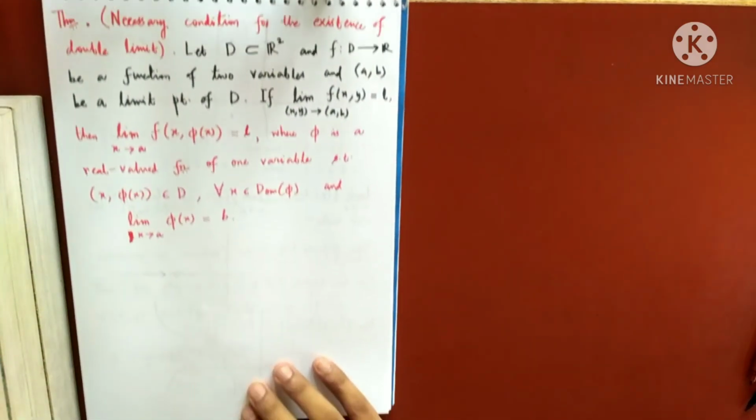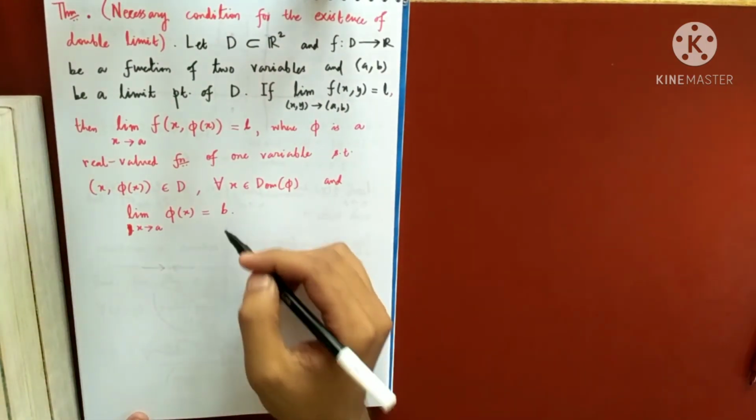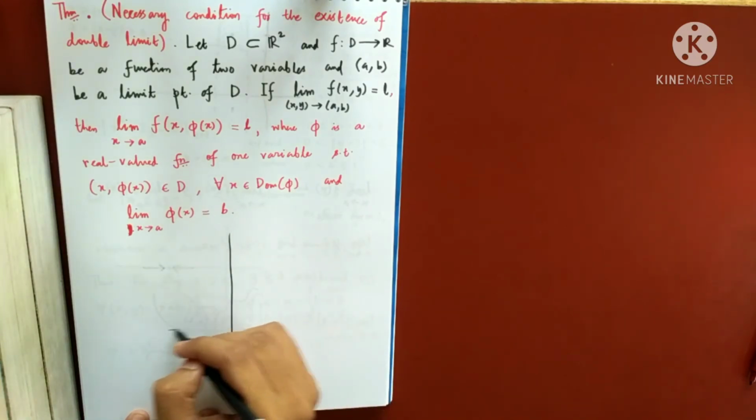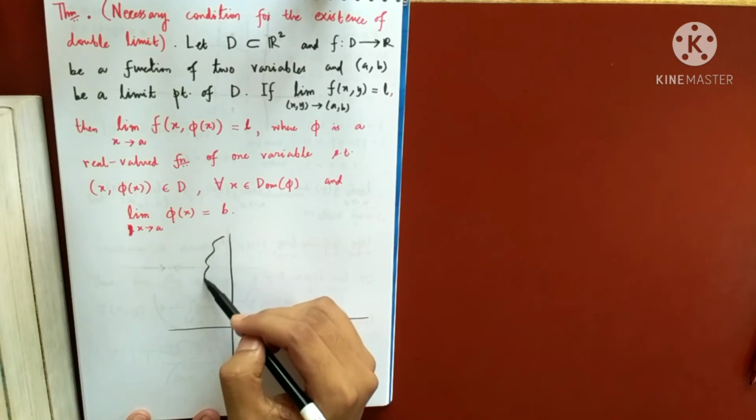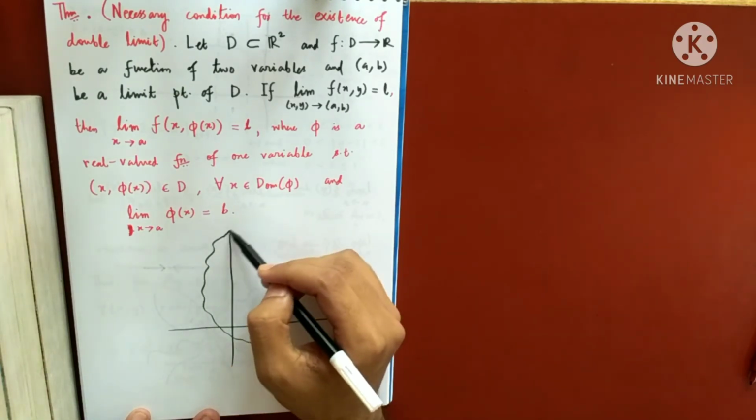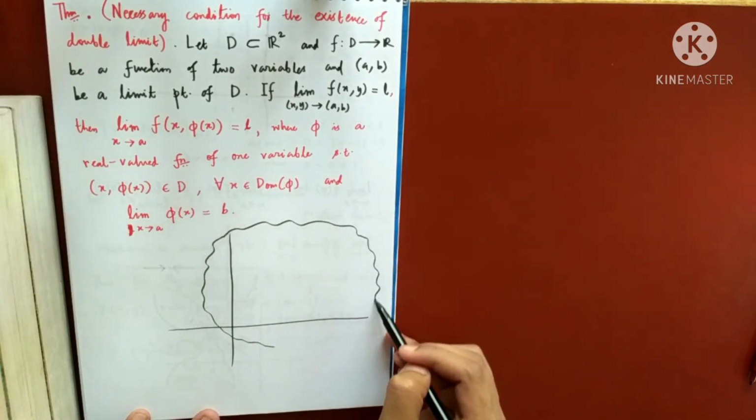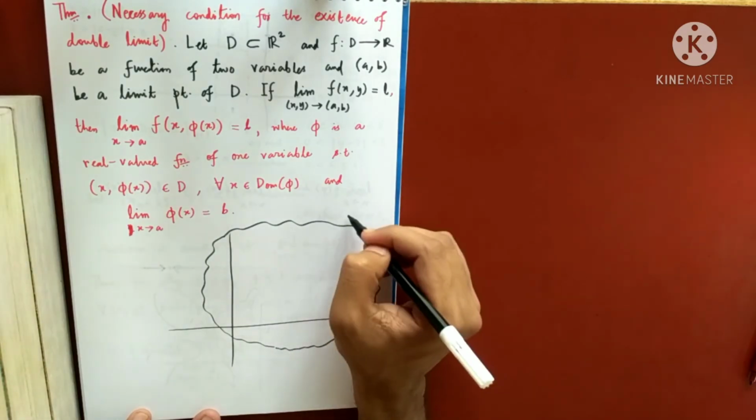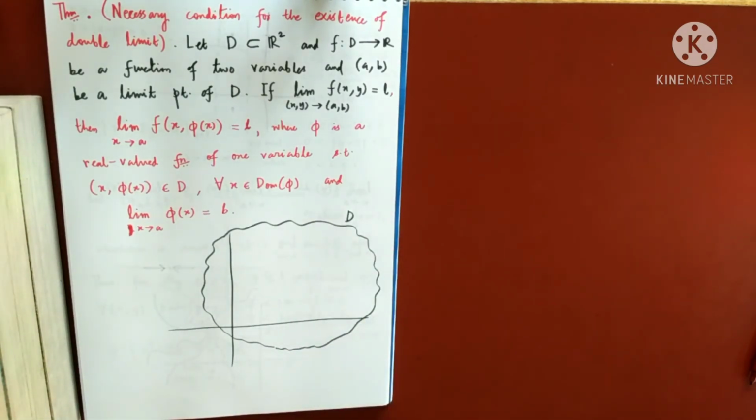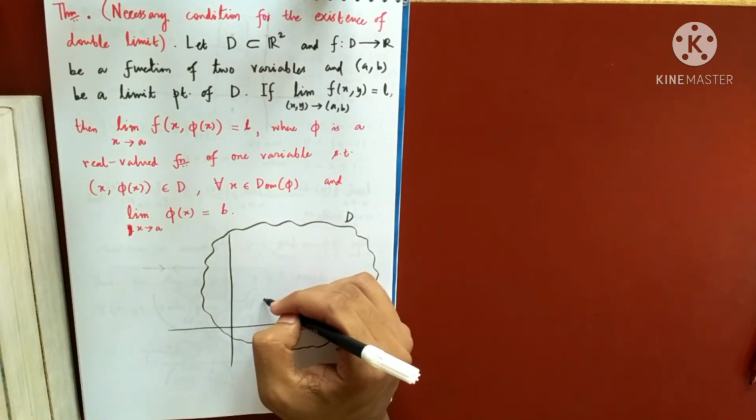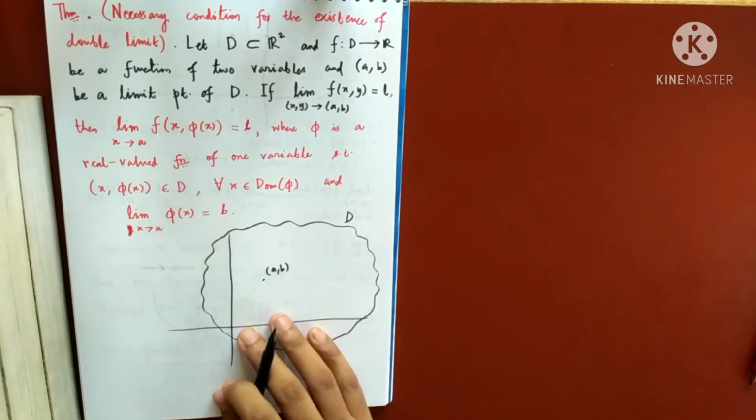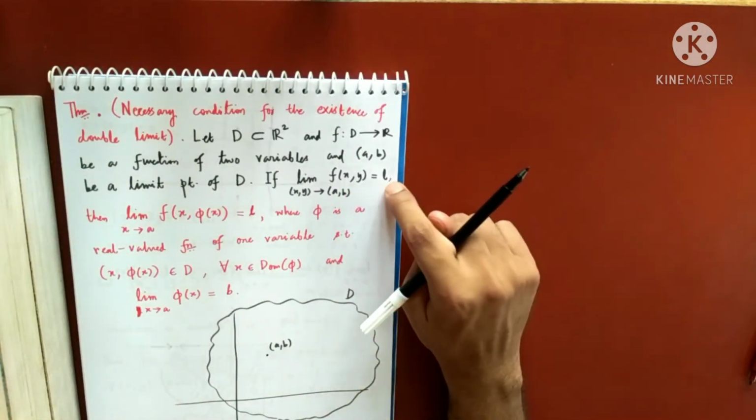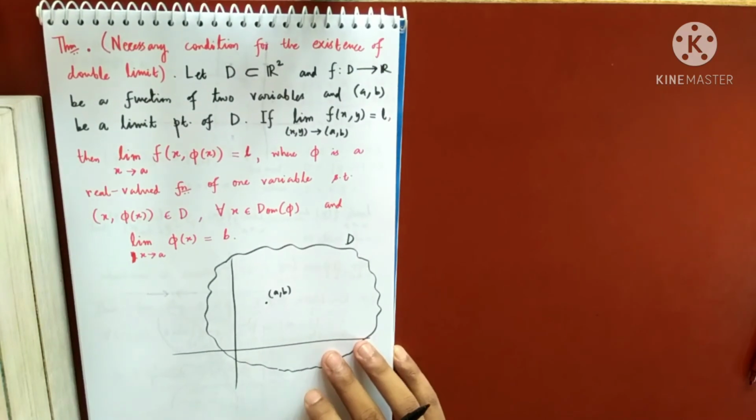Let me explain this. Suppose this is my R2 and suppose this is my domain. Not the whole R2 is my domain, but only this much is my domain. This is my domain D. Suppose I want to find the limit at this point. I have some function whose limit at (a, b) is L. That I am assuming.